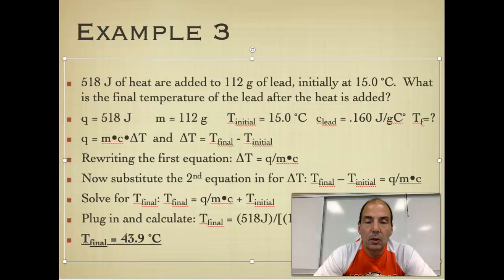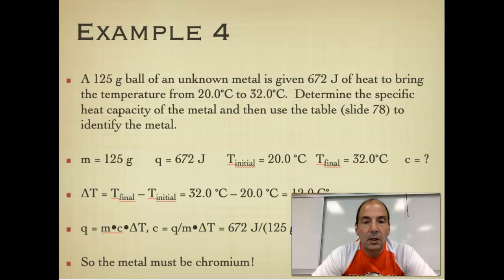All right, one more manipulation. Sure, let's do it. We have a 125 gram ball of an unknown metal given 672 joules of heat to bring the temperature from 20 to 32 degrees Celsius. Determine the specific heat capacity of the metal, and then use the table on slide 78 to identify the metal. So we know mass, we know the heat, we know the initial, we know the final. We're looking for specific heat.